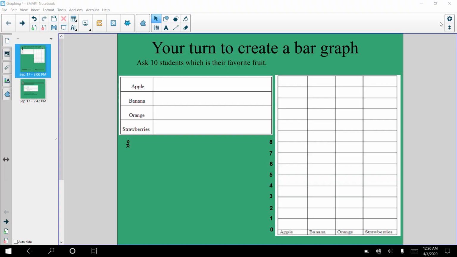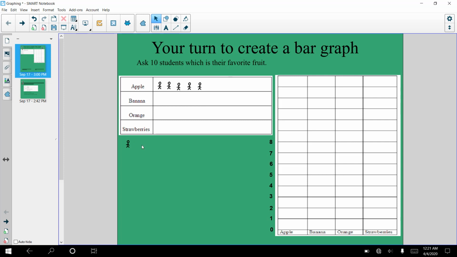Now, after watching the video, it is your turn to create your bar graph. But first, let's collect some data in the table. I have here Apple. How many students like apple? Let's say I have 1, 2, 3, 4, 5. So I have 5 students who like apples.